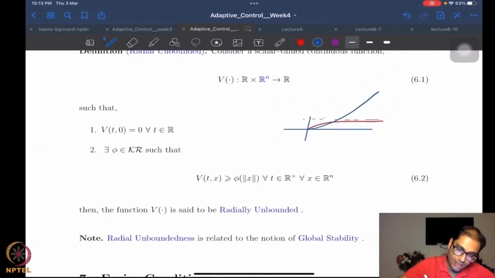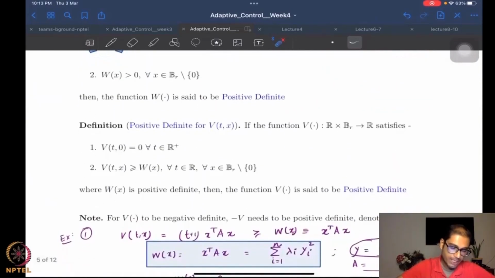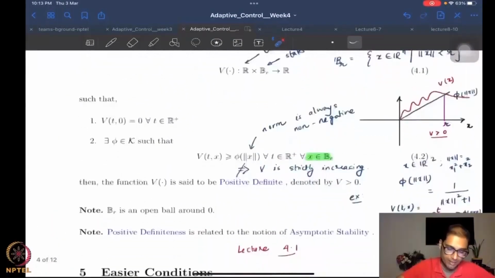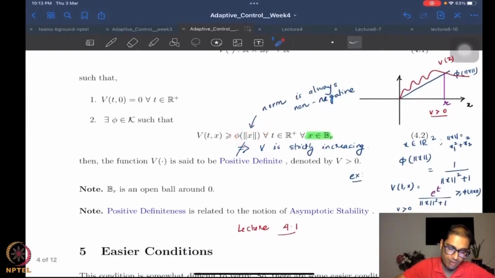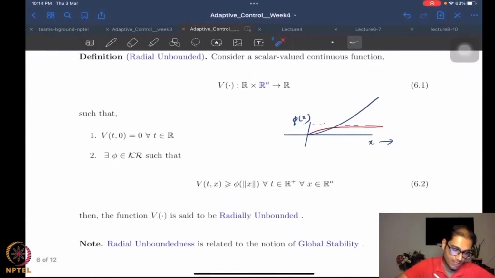So here, of course, you have the x and you have phi of x here, right? And since these functions take as arguments non-negative reals, obviously you use a norm. This is what we have been doing, right? So just to compare again with the definition of positive definiteness, it was the same expression, phi of norm of x. The only difference being that there it was a class K function, and now in the case of radial unboundedness, we require V to dominate a class K-infinity function. So this naturally implies that this domination has to be for all time, right?